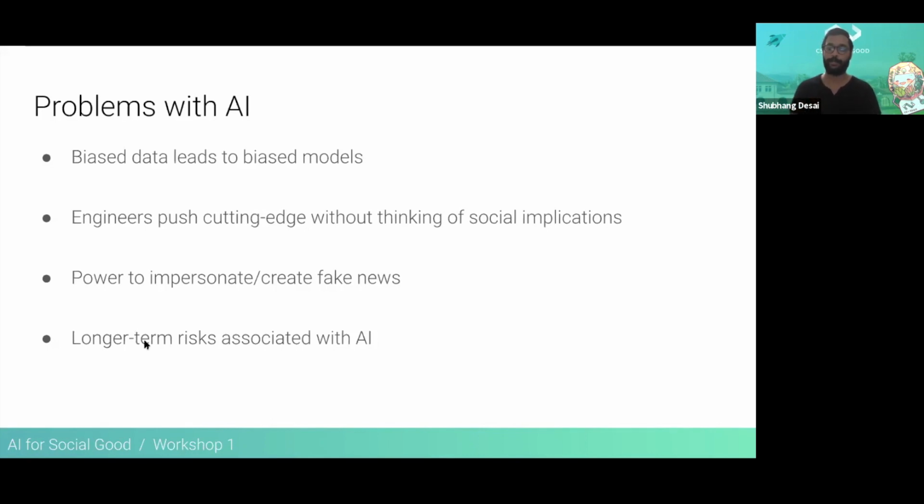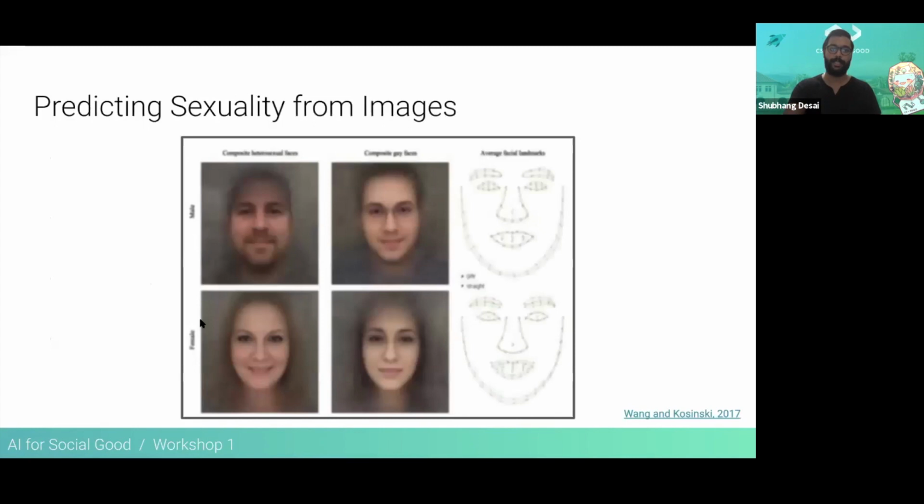I'm not going to talk too much about AGI because it seems far-fetched right now. But the thing is, maybe these are considerations that we ought to take right now as opposed to when we get there. So let's talk about some problematic examples of AI applications.